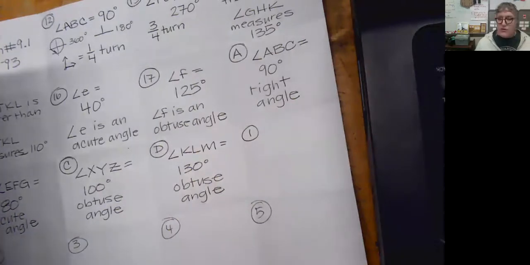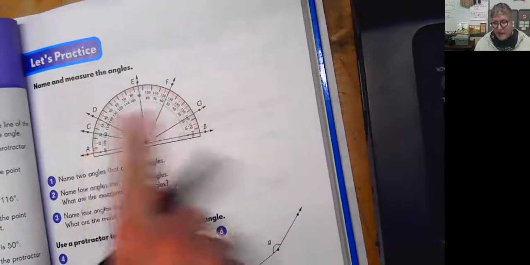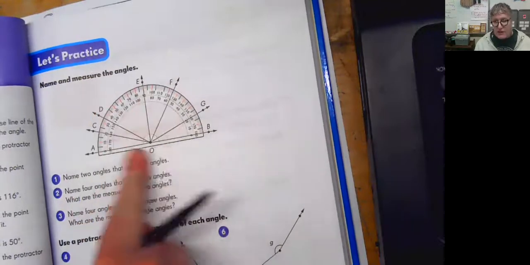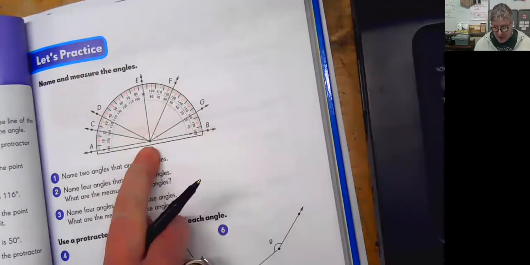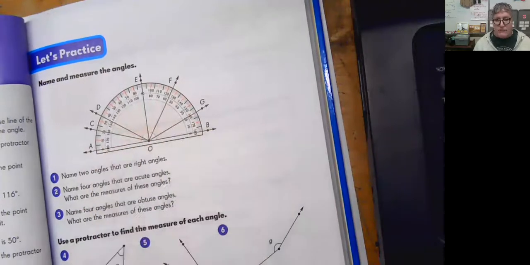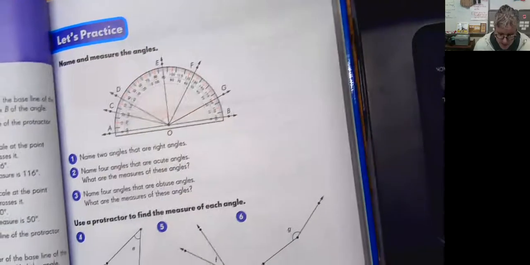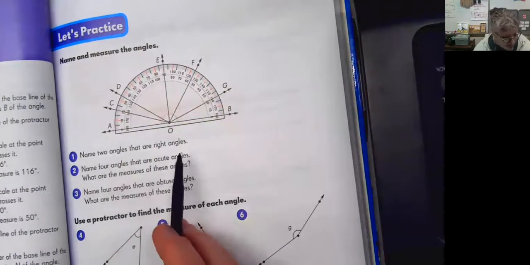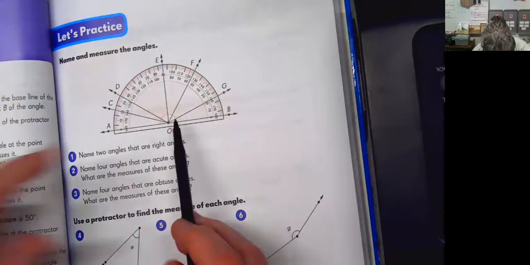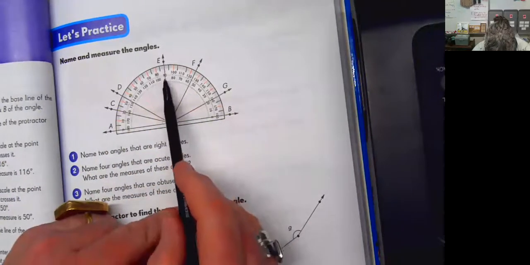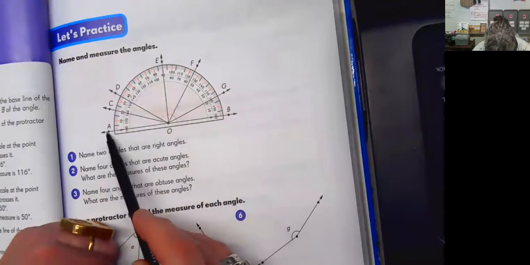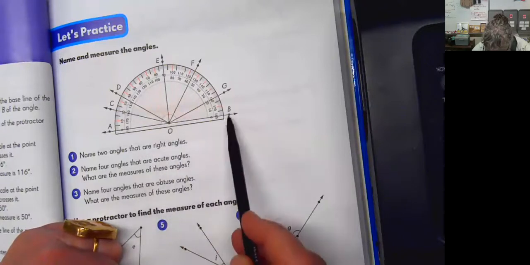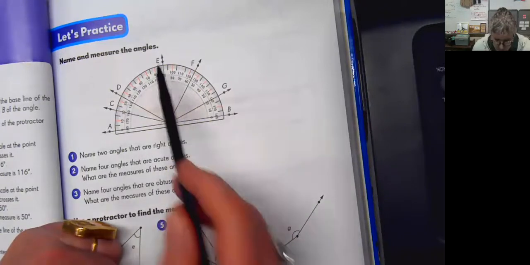So we're going to do some practice work. Okay. And they have some questions for us, and they're giving us the protractor, and then they have all the angles underneath the protractor, which is helpful. So question 1 says name 2 angles that are right angles. Well, remember we want 90 degrees. So I'm looking right here at 90, and I'm looking at this angle AOE, and then I could also do this angle BOE.